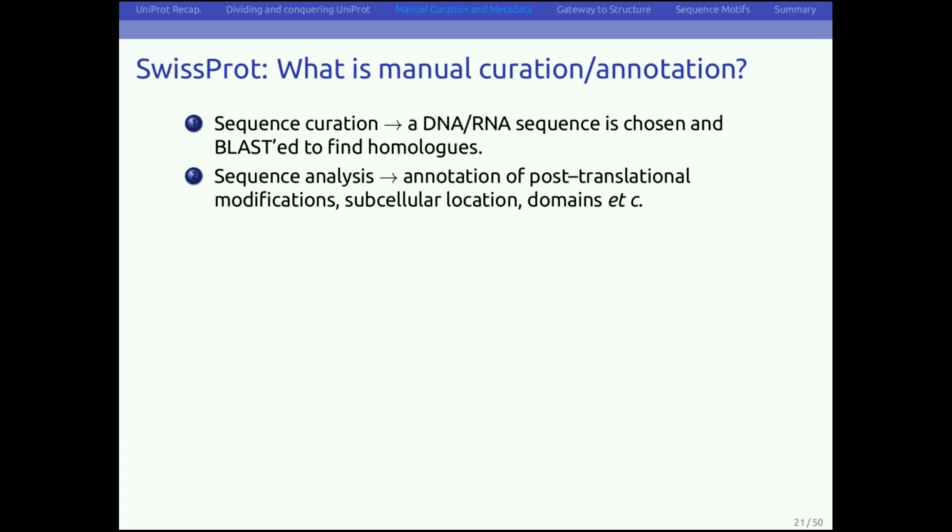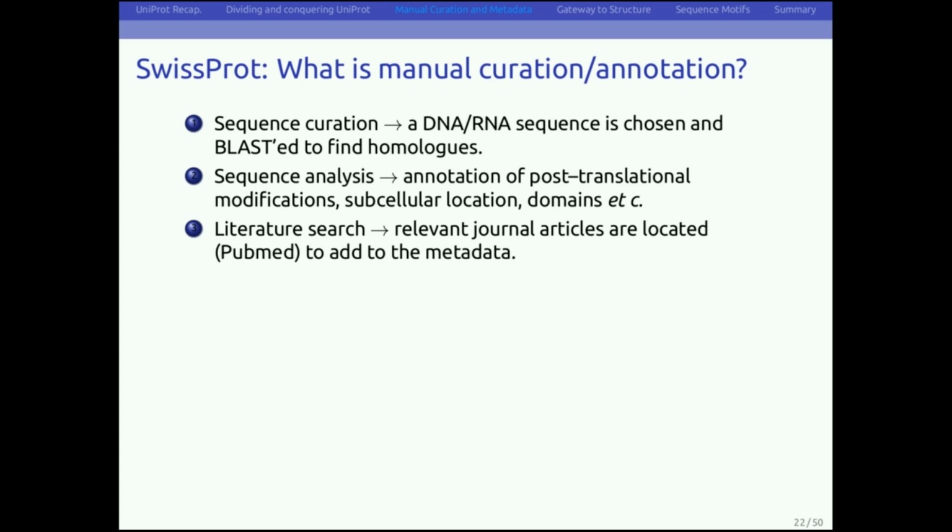All right, number 3. Thirdly, a literature search is done. So relevant journal articles to this sequence are located in PubMed, and these are then pulled out to add to this metadata that we already have from steps 1 and 2. So remember that all these bits constitute the metadata. The actual data is just the sequence.